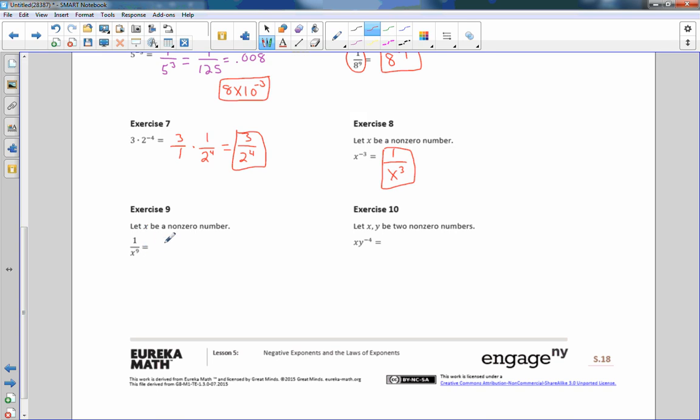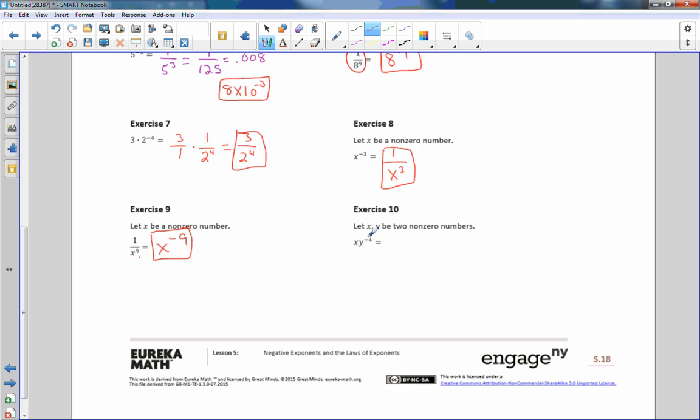Exercise 9, we have a fraction that is equivalent to x to the negative 9. Positive becomes negative when we get rid of the fraction. And then finally, we have x, y being two non-zero numbers, because if either one of those were 0, the whole answer is going to become 0. So these are not 0.